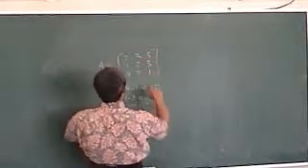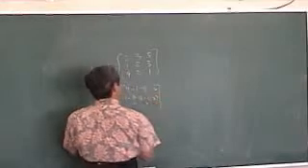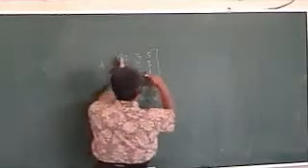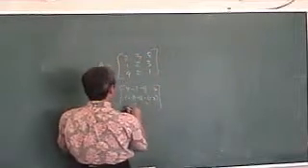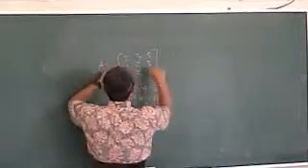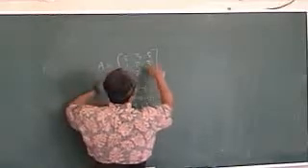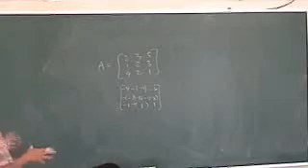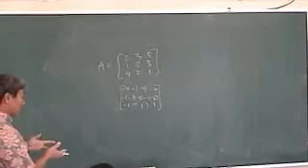4 minus 12. People, if you cannot handle single digit numbers, 12 is not single digit. Okay, then cross out these. 9 minus 10. Cross out these. 6 minus 5. And then finally this one, cross out. 4 minus 3, 1. Okay, so all I did is replace each element with its cofactor.